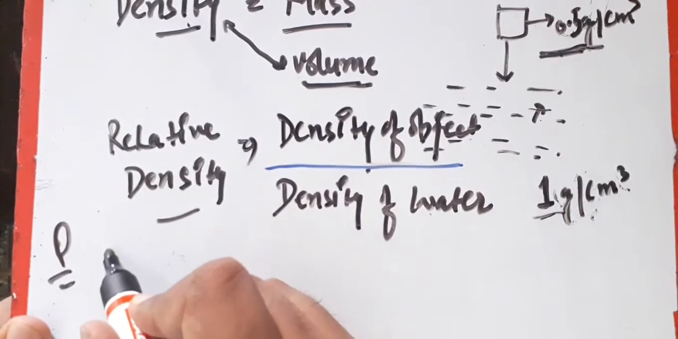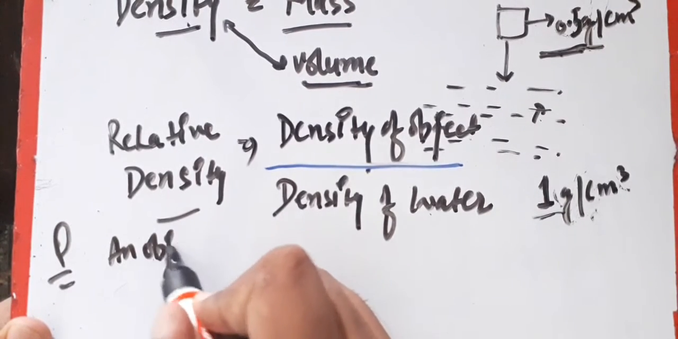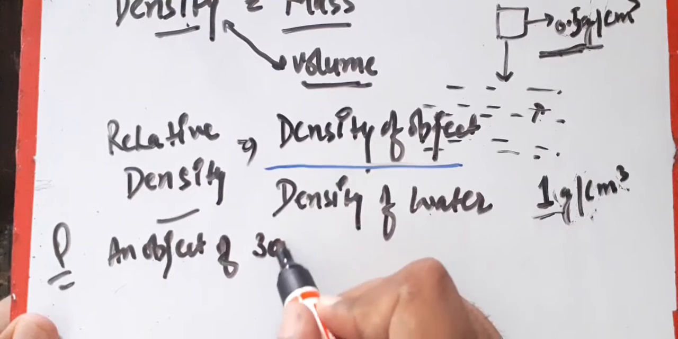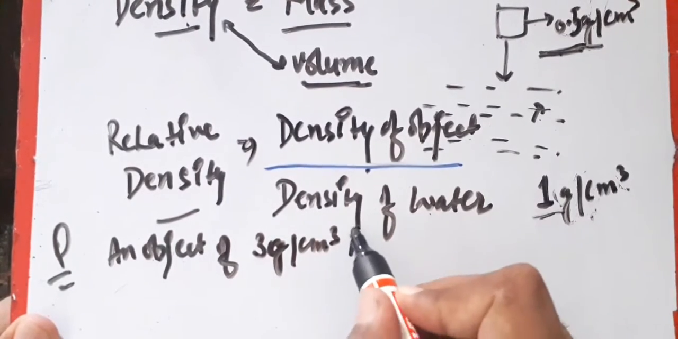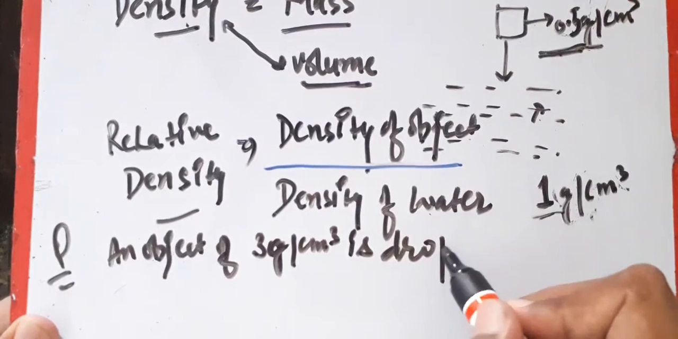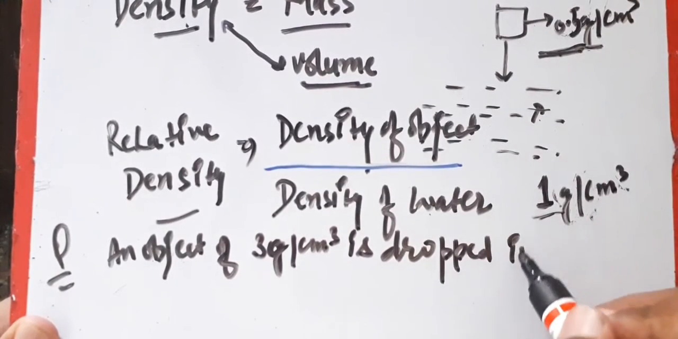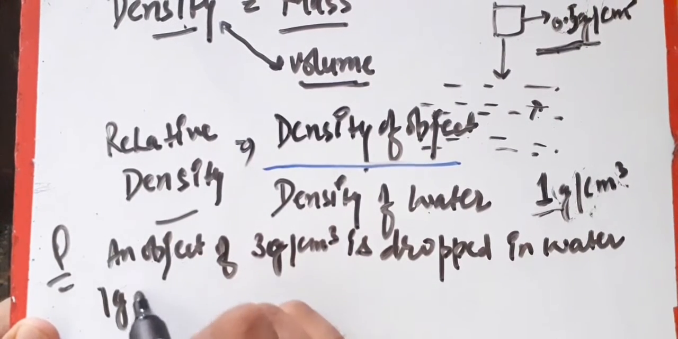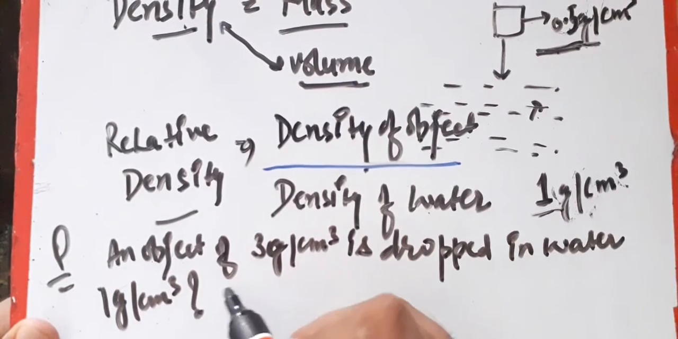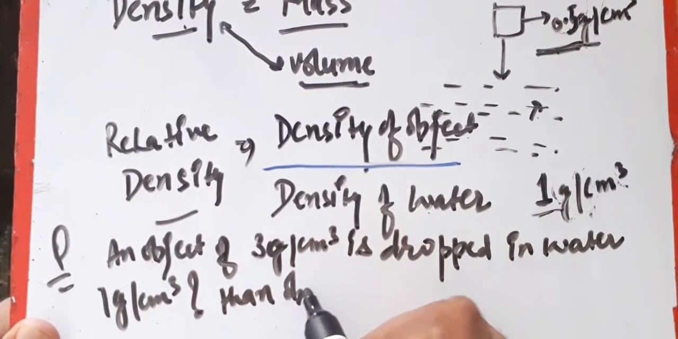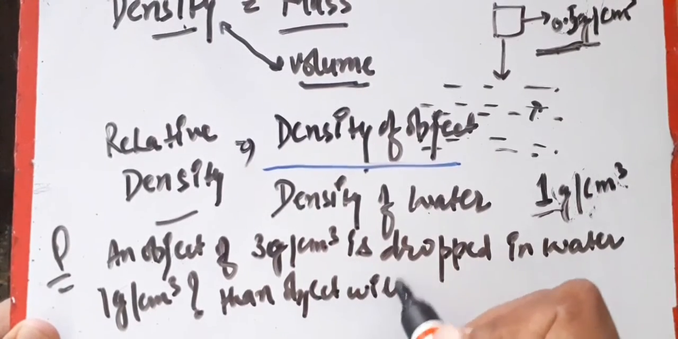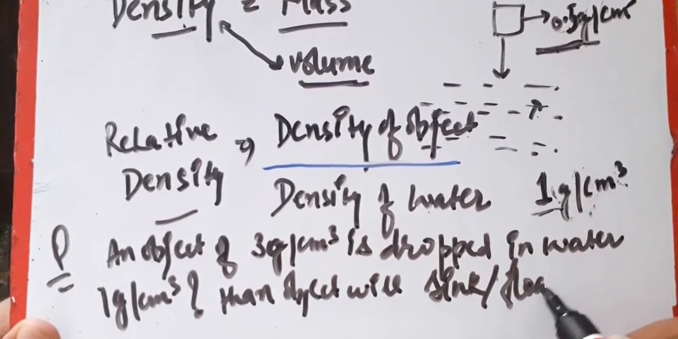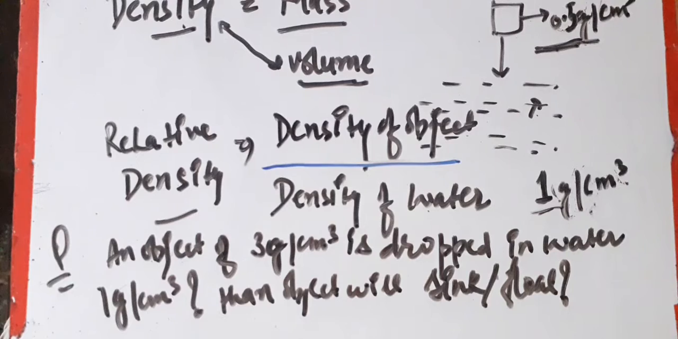The question is, an object of 3 gram per centimeter cube is dropped into water, whose density is 1 gram per centimeter cube, then the object will sink or float. We have to tell these things, right? This is the question. So you have to calculate.